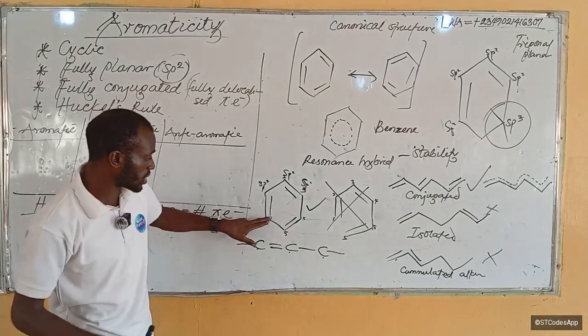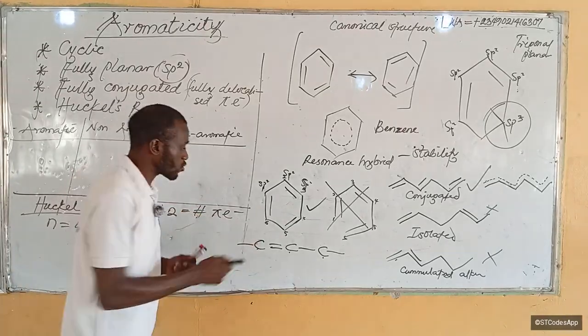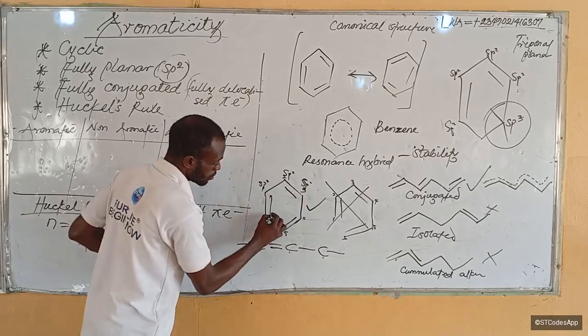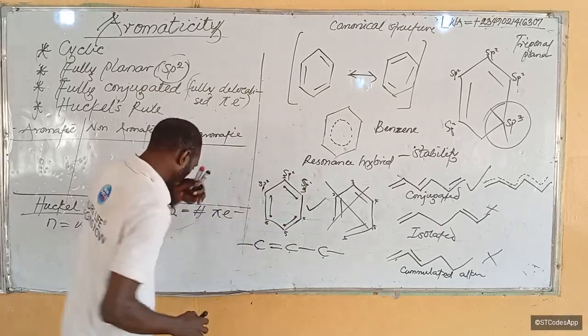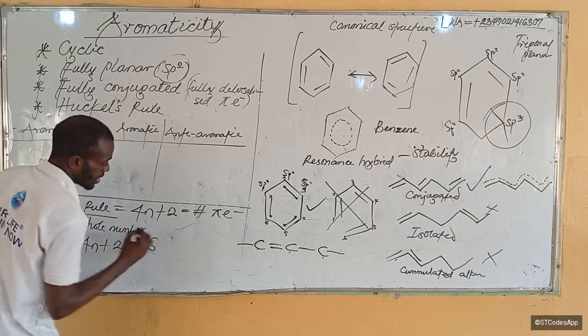So what's the second bond? This is the double bond here, right? So how many pi electrons do you count for benzene? Now let's see. 1, 2, 3, 4, 5, 6. 6 pi electrons here. So you say 4n plus 2 is equal to 6 pi electrons.